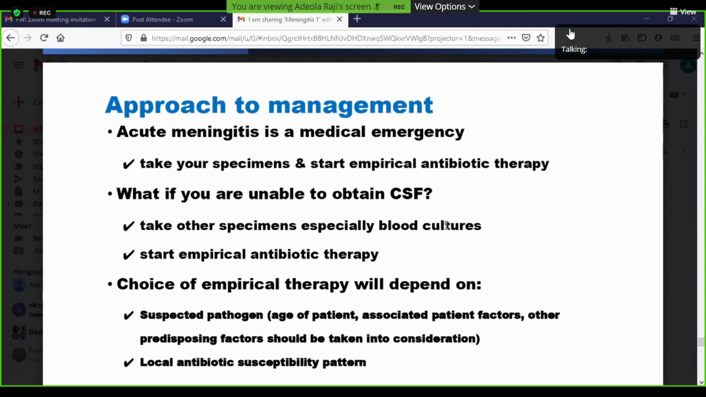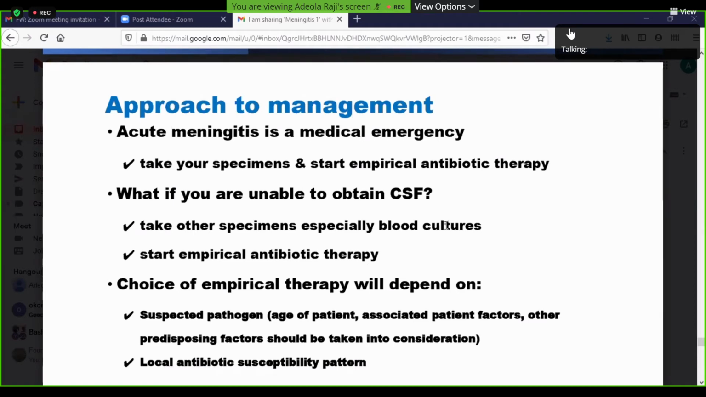The choice of empirical therapy that you're going to use will depend on the suspected pathogen. Suspected pathogen is based on the age of the patient and associated factors. If you have other predisposing factors, you should take this into consideration. For example, if your patient had a shunt inserted and came down with meningitis, you know that is iatrogenic.